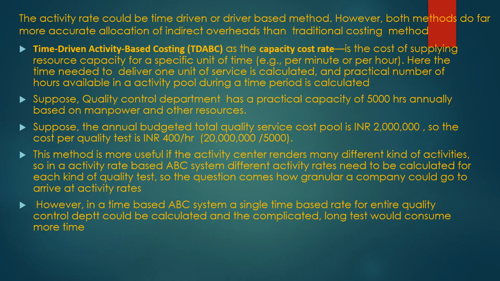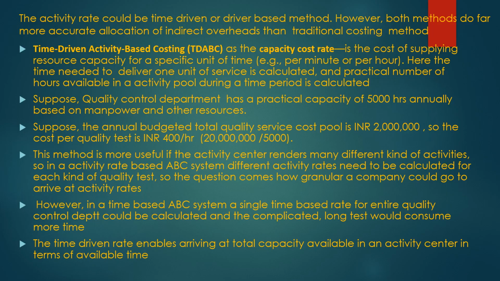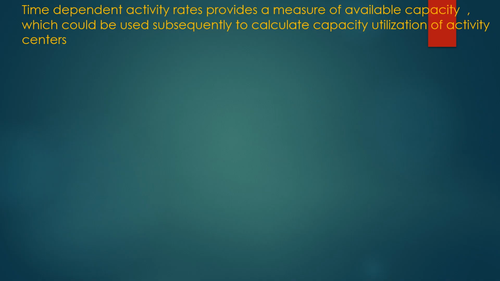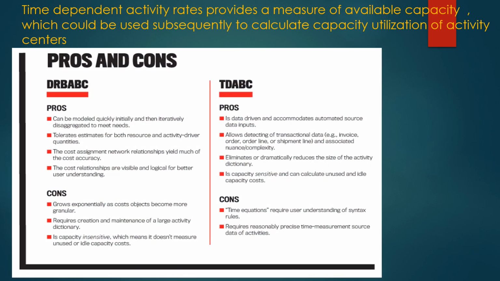However, in a time-based ABC system, a single time-based rate for the entire quality control department could be calculated, and the complicated long test would consume more time. The time-driven rate enables arriving at total capacity available in an activity center in terms of the available time. Now, time-dependent activity rates provide a measure of available capacity which could be used subsequently to calculate capacity utilization of activity centers.